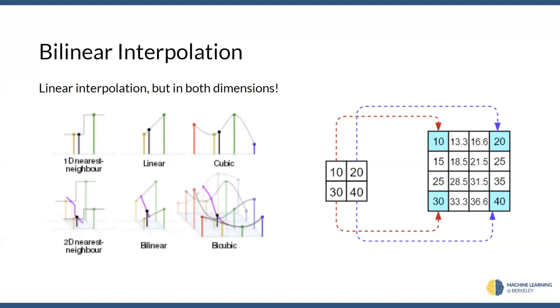The option that most software uses, like if you use Photoshop and try to scale up an image, I believe the default is either bilinear or bicubic interpolation. But essentially the idea is that it's taking the color information from the pixels to the side and also the pixels up and down, and computing some sort of linear average between those to find the output color.